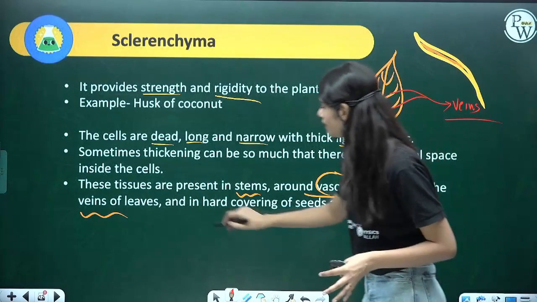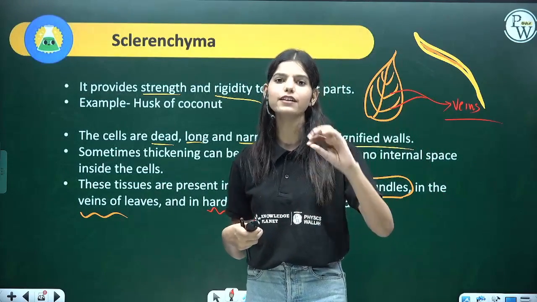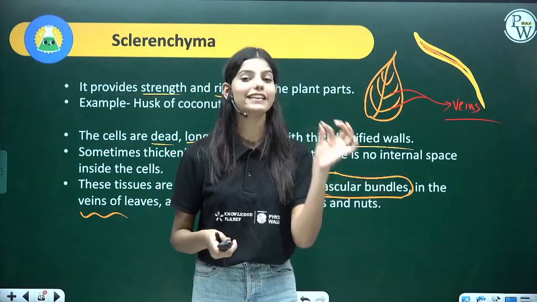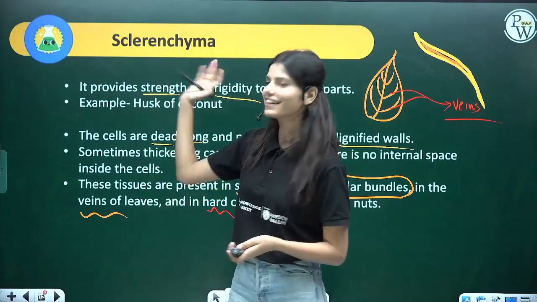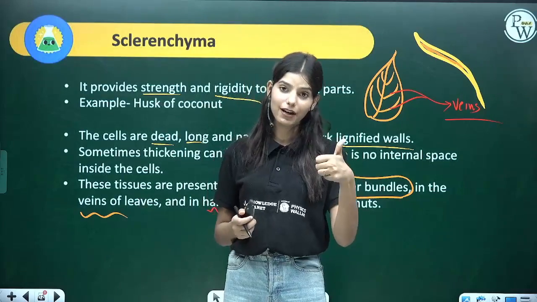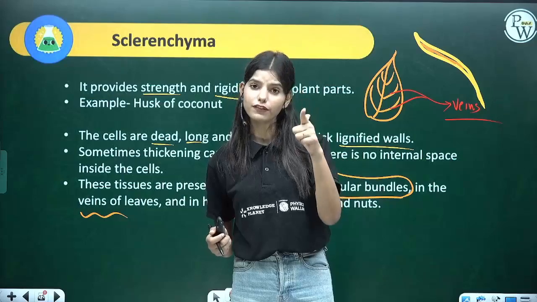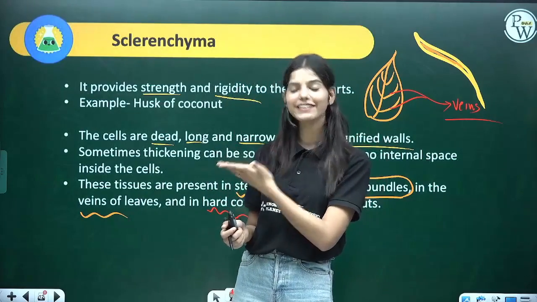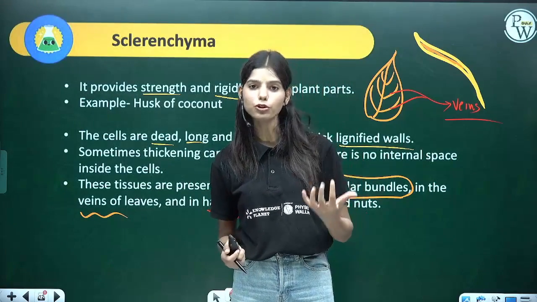Also, guys, Sclerenchyma is present in the hard covering of the seeds. Sometimes you might have seen that seeds are covered by a hard or fibrous covering, and this covering has Sclerenchyma tissue. So we have talked about three simple permanent tissues: Parenchyma, Collenchyma and Sclerenchyma. Out of these three, two of them, Parenchyma and Collenchyma, have living cells, whereas Sclerenchyma has dead cells, so that it can provide support to the plant parts.